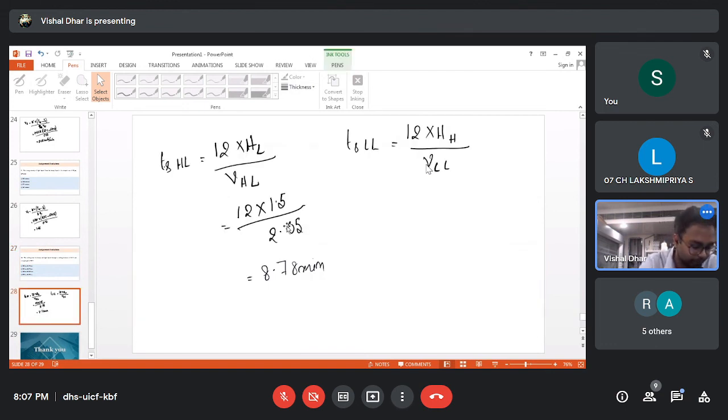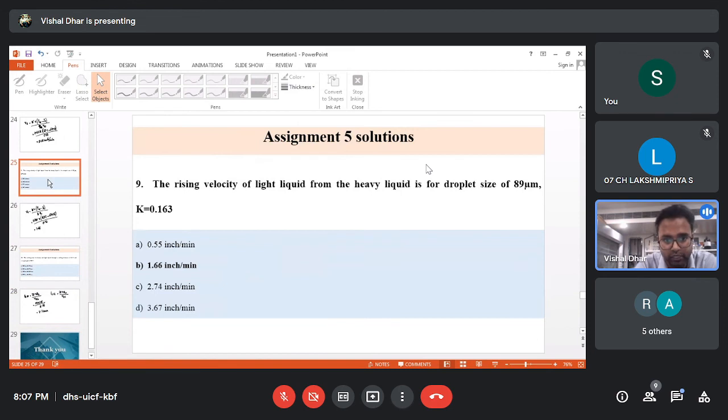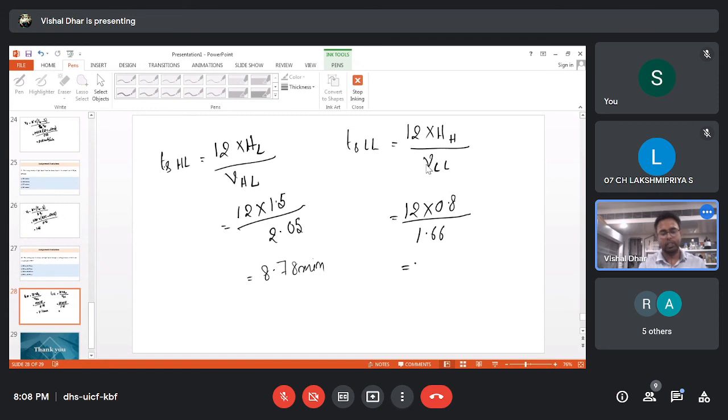Careful. And the rising velocity of light liquid, we have already found out, it is 1.66. So we'll be using this here. It will be 12 into 0.8 divided by 1.66. Tell me the answer.